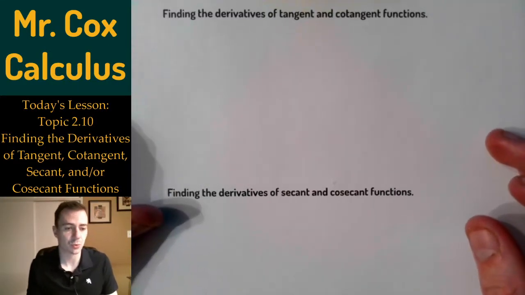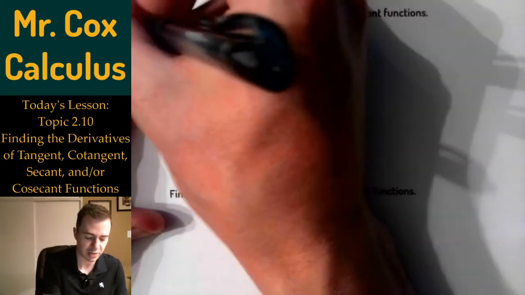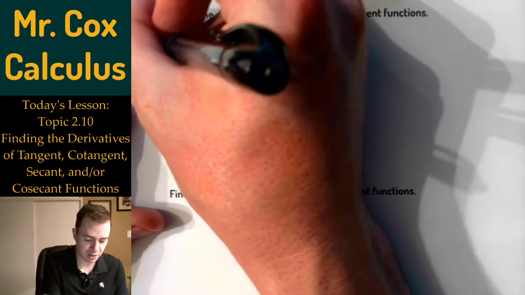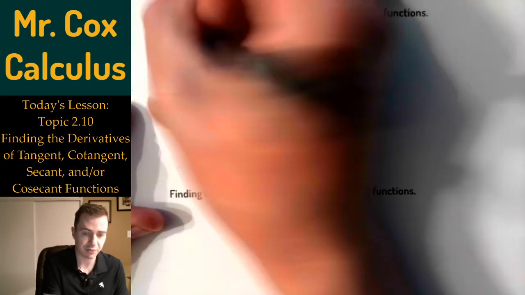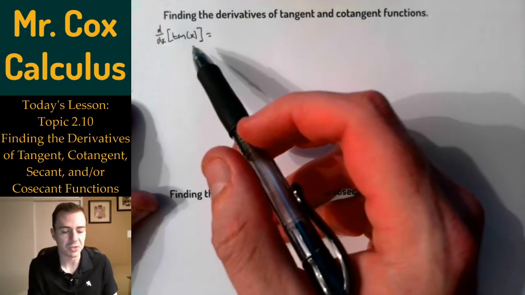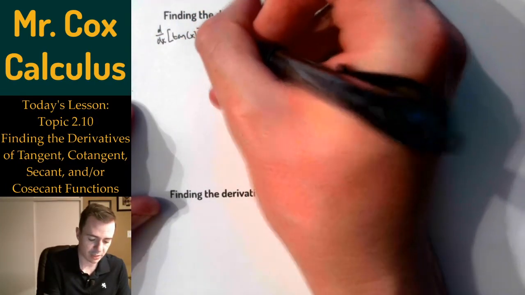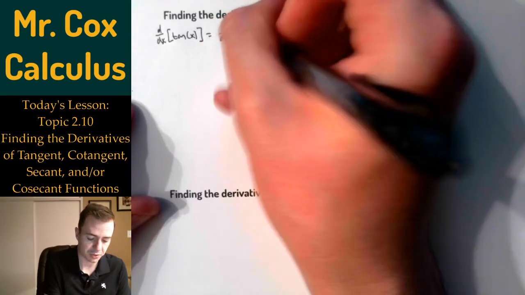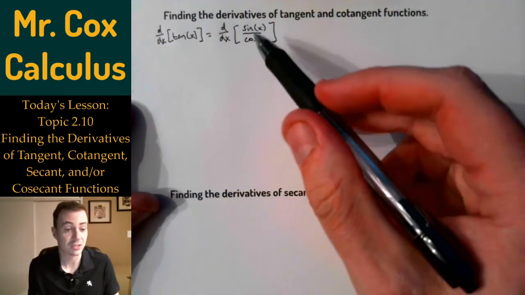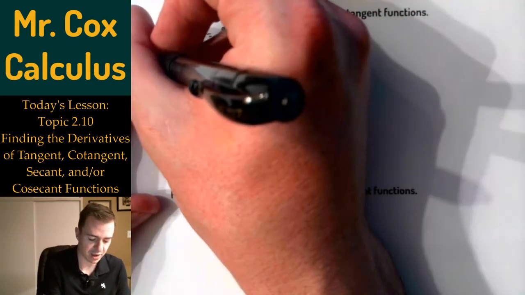So let's now derive the derivatives of tangent of x and also cotangent of x. And as I mentioned in the previous video, when I find the derivative of tangent of x, rather than trying to use the limit definition, let's just find the derivative of what tangent of x is equal to, which is sine of x over the cosine of x. This is the quotient of two functions, so I can use the quotient rule to find this.